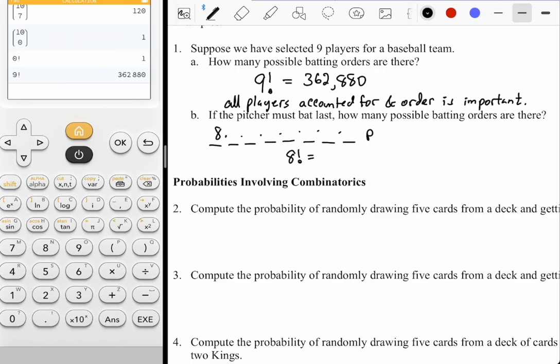The way I wrote it out here, it's not something that you would need to do. It's just a little extra visual for you. So 8 factorial, the pitcher is irrelevant. That person has already been placed into a position, so we don't need to consider that. So 8 factorial gives us 40,320. So it's an improvement.